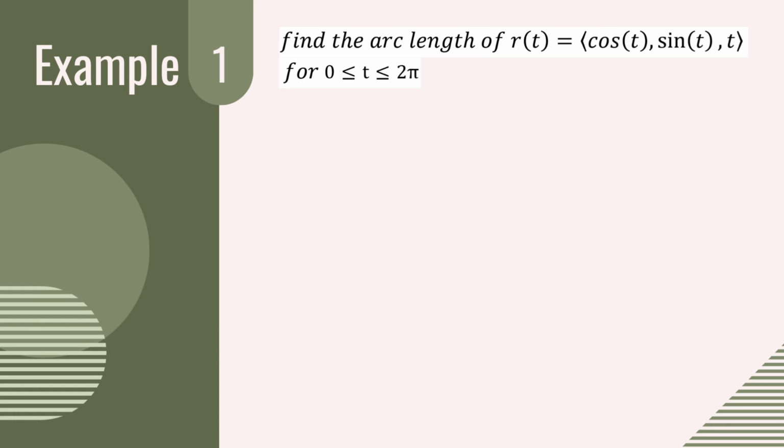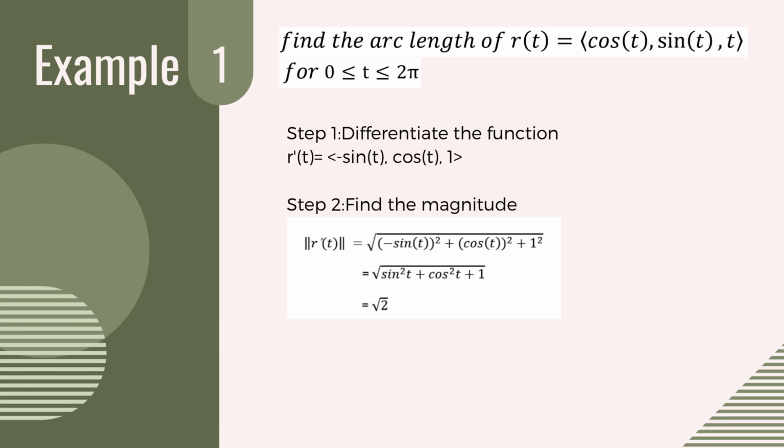Now, let us look at the first example, example 1, which is to find the arc length of r(t) equals cos t, sin t, and t for the interval 0 to 2 pi. To get the answer to this question, we just follow the three steps that I have explained before, which is step 1, we differentiate the function first.